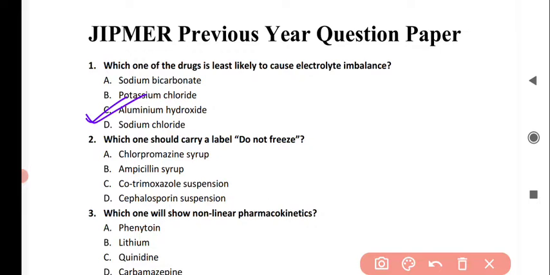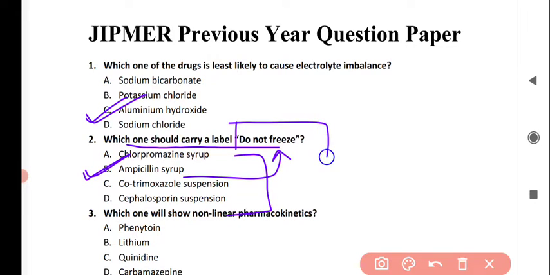So the next question is, which one should carry a label "Do not freeze"? Among these four drugs or dosage forms, which one will carry a label containing do not freeze? Among these, option B, that is ampicillin syrup, will contain the label do not freeze. Now talk about the other ones, that is chlorpromazine syrup. It will contain a label like do not store above 25 degrees Celsius or protect from light.